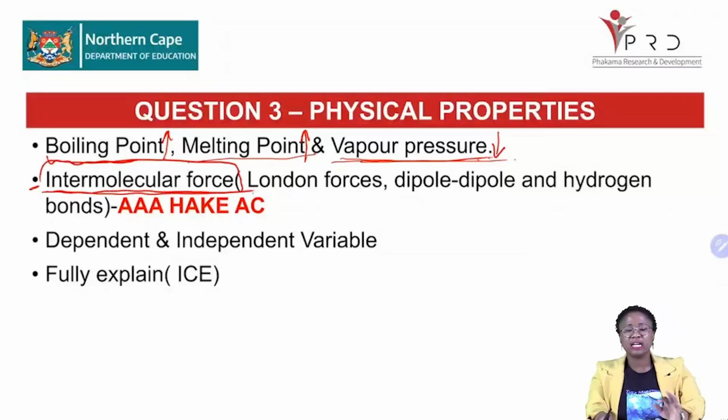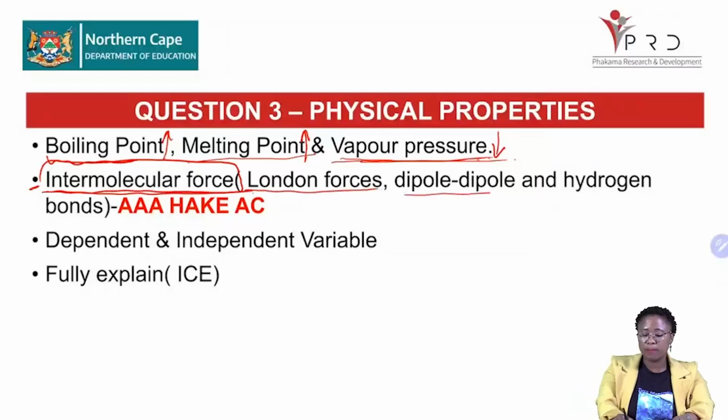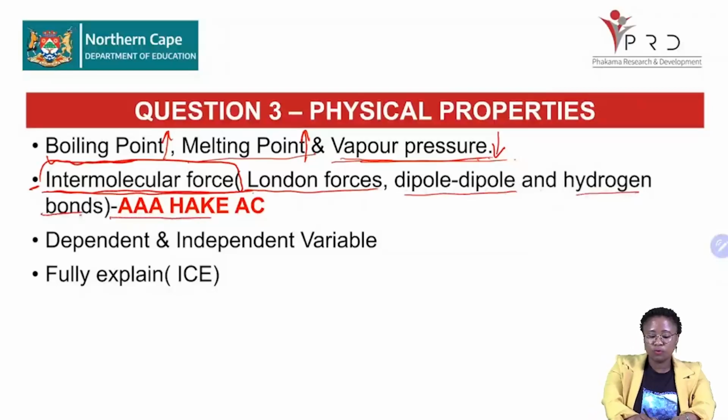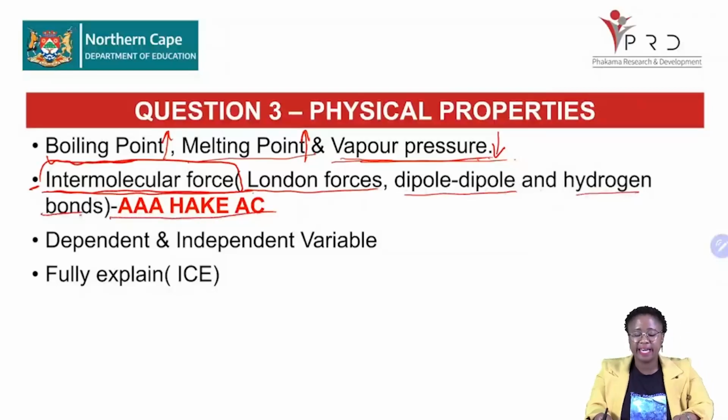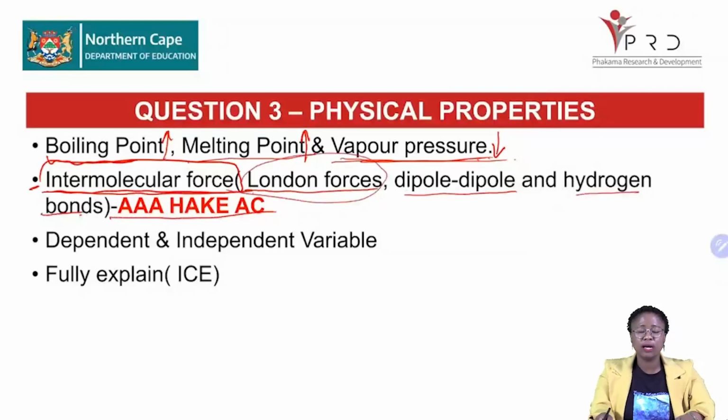There are 3 types of intermolecular forces that you must know, arranged from the weakest to the strongest: the London forces, the dipole forces, as well as the hydrogen bonds. Now over here, I hope you still remember our AAA, Hague, AC. This is what is going to assist you to remember which organic compounds consist of which dominant intermolecular forces. Now remember, all organic compounds consist of London forces. But the strength of the intermolecular forces differs from one organic compound to another.